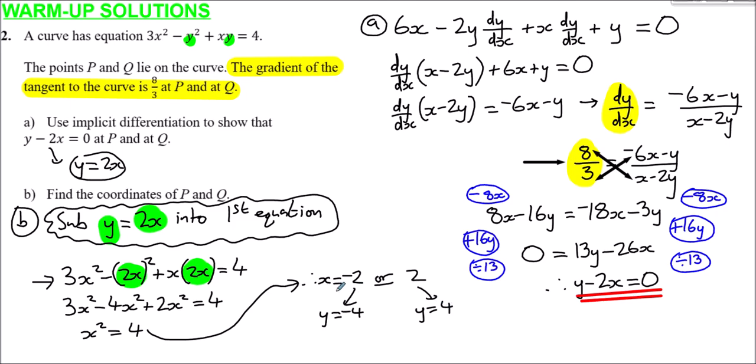This looks absolutely fine for full marks, but the question does say specifically the coordinates. So therefore, in any order, P and Q are the points minus 2, minus 4, and also 2, 4. So we've proven it perfectly, pretty much.